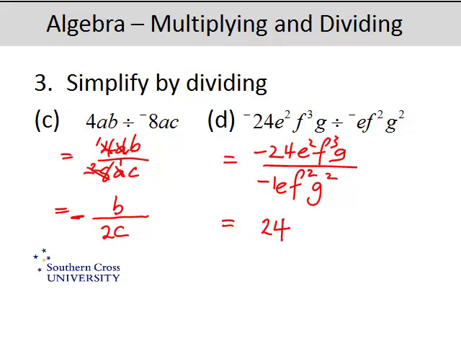24 over 1 is 24. E squared divided by E leaves an E as a surplus of E's on top. F cubed divided by F squared, we'll leave one F on the top. It's like F, F, F over F, F. 2 will cancel out just to leave F on the top. And then G on G squared means that G will go into G once and G will go into G squared G times, so we'll have a G on the bottom. Now, if you've got any doubts about these, you can rewrite all of these power type ones out in full and then cancel out.